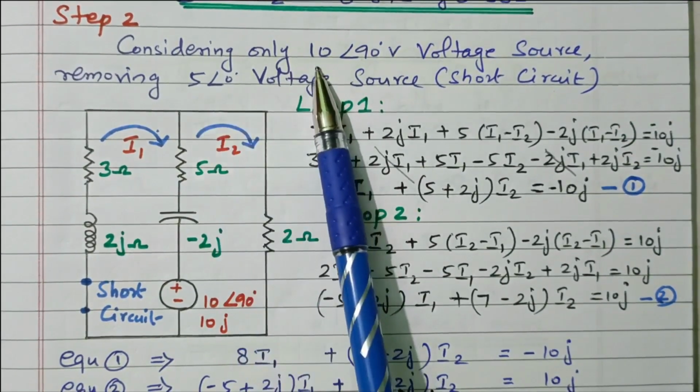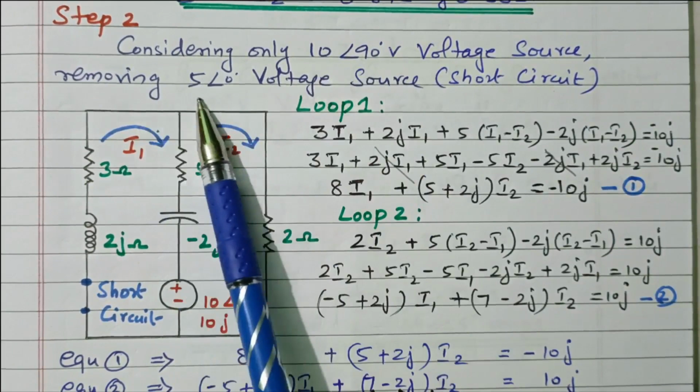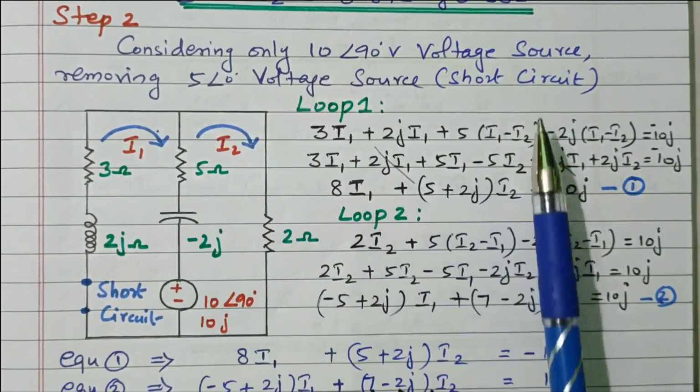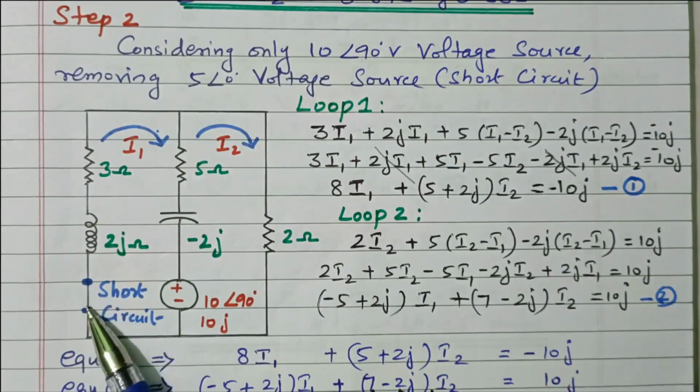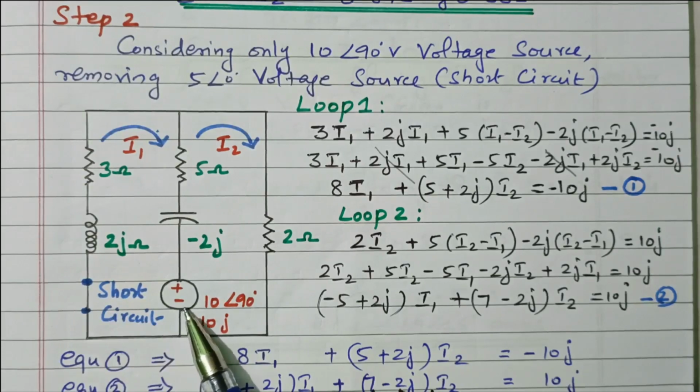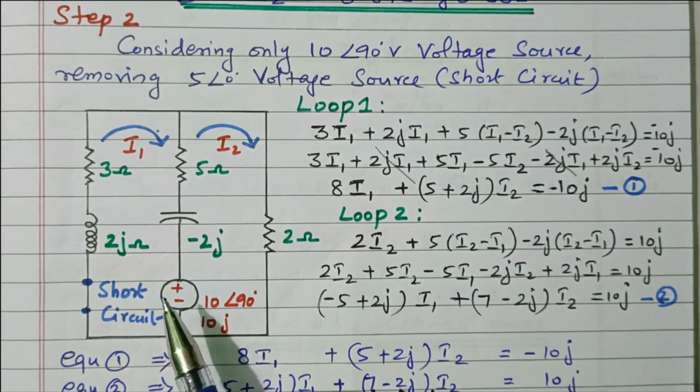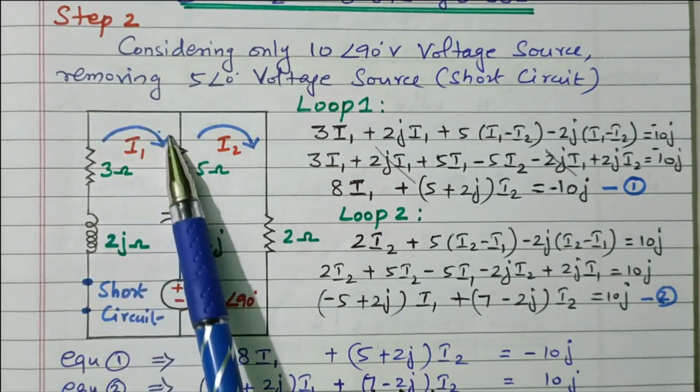Considering only the 10 volt source by removing the 5 volt source, that is short circuited. See this, the 5 volt source is short circuited, so we can consider only the 10 volt source. Again here we can use Kirchhoff's voltage law. This is loop 1.